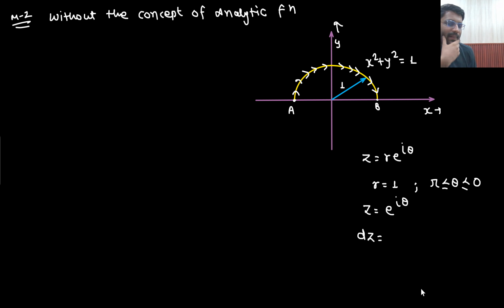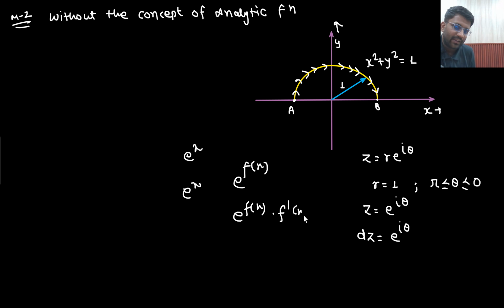Absolutely, sir. When I find the value of dz, r is constant, that is equal to 1, so I don't care about r. Now I need to find dz, that will come out to be e to the power iota theta. What is the differentiation of e to the power x? That will be e to the power x only. And the differentiation of e to the power fx? That will be e to the power fx, then differentiation of fx. So differentiation of e to the power iota theta will be iota d theta. So dz is coming out to be iota e to the power iota theta d theta.